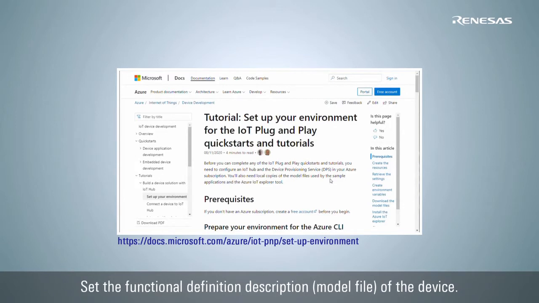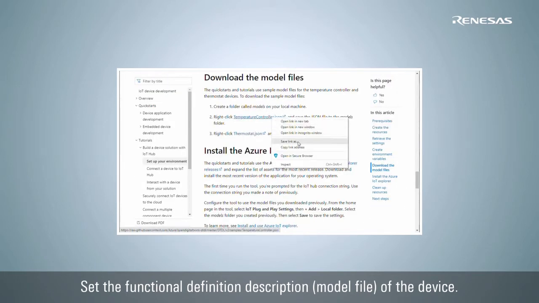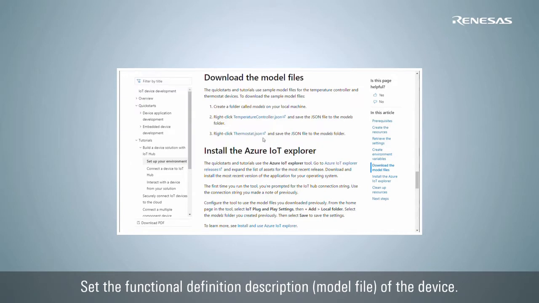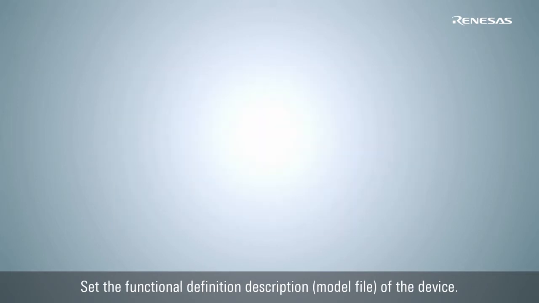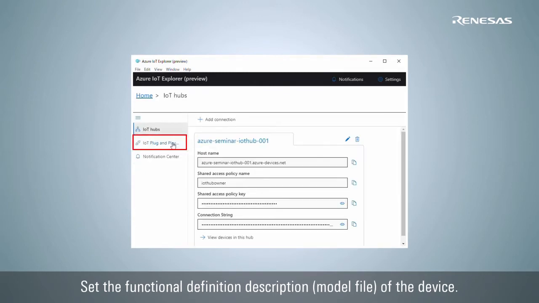Next, set the model files used for IoT Plug and Play. Download the model files from the IoT Plug and Play Quick Start webpage. Create a folder named Models in any location to store the downloaded files. Load the model files in Azure IoT Explorer.